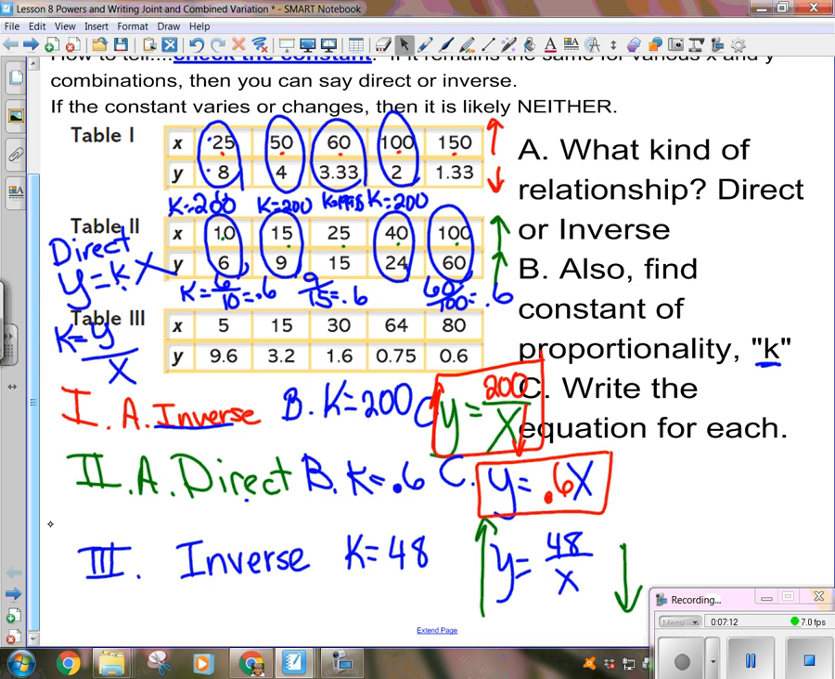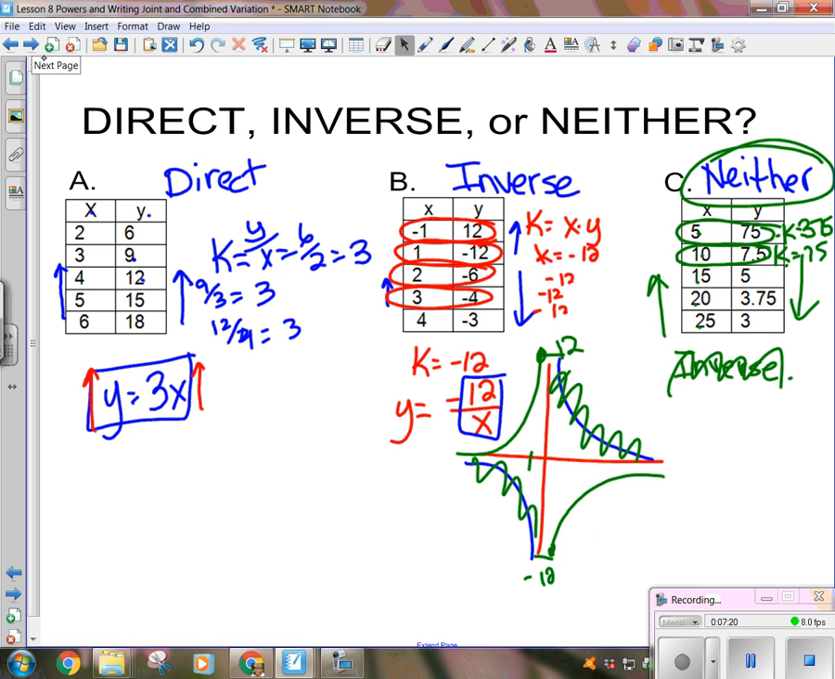Table 3, it's inverse, constant's 48, y equals 48 over x. And A, B, and C, B was actually a tricky example. It turned out to have a negative constant, and that means that the graph would have flipped. But if you did check multiplying x and y, you do get negative 12 for a consistent constant. What makes C a neither is the fact that even though it looked like it was inverse, we checked the constant. We got a really big constant for the first row and a much smaller constant for the second row. So, all right, that is our direct versus inverse.